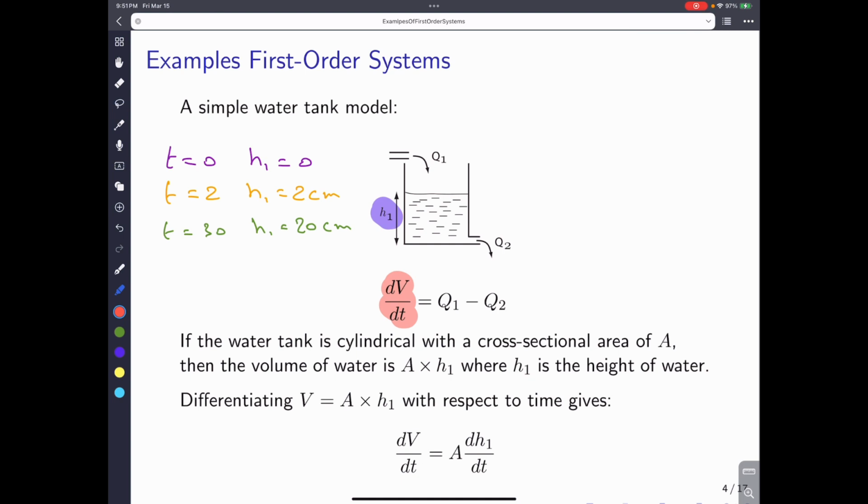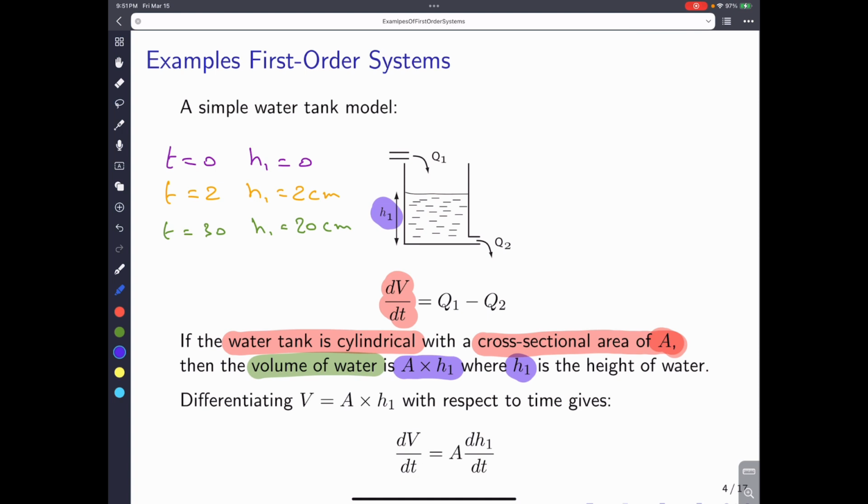Well, the way to do that is to make one other assumption, and that is the water tank is cylindrical. Right, so it's a round tank in the shape of a cylinder, and that means it has a cross-sectional area which I'll call A. Now if that's the case, then the volume of water in the tank is just the area, cross-sectional area, times the height of water. And remember again, H1 is the height of water. So what can I do with that?